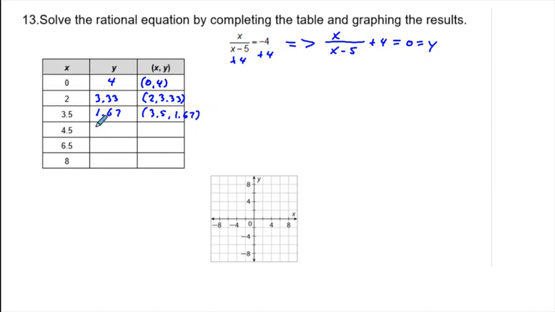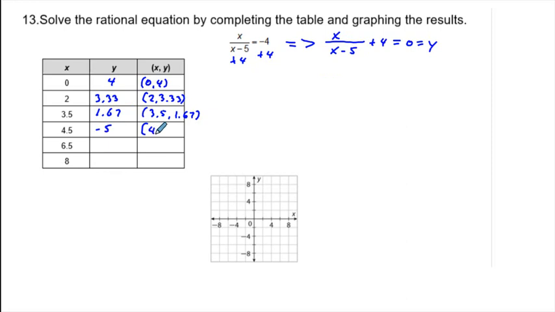And if we plug in 4.5, we're going to get 4.5 over 4.5 minus 5, so that's going to be 4.5 divided by negative 0.5, which is going to be negative 9 plus 4. That's going to be negative 5.